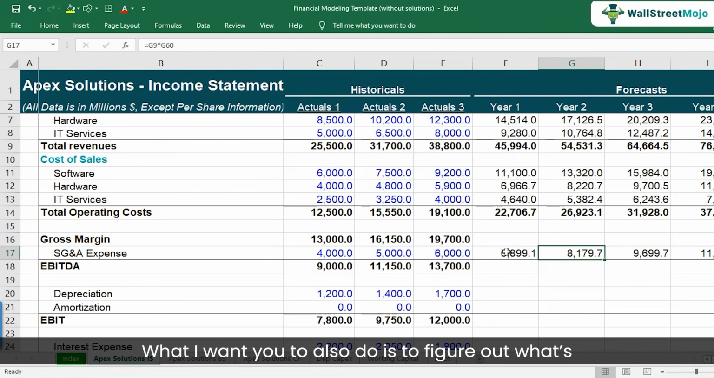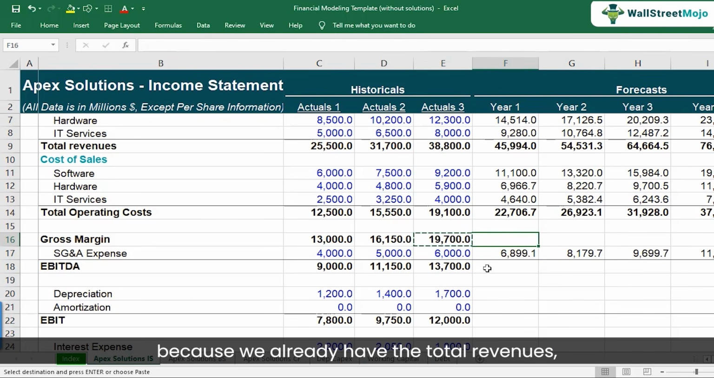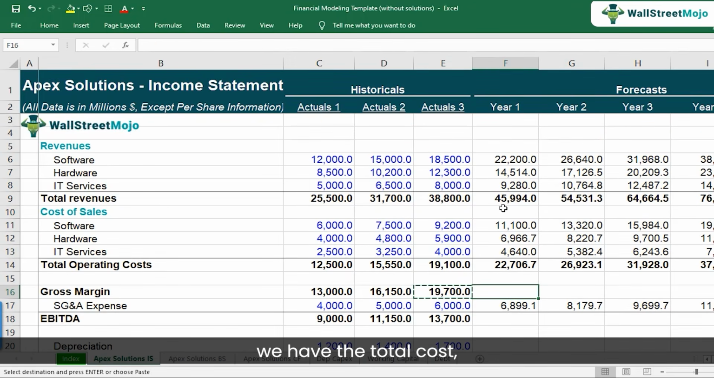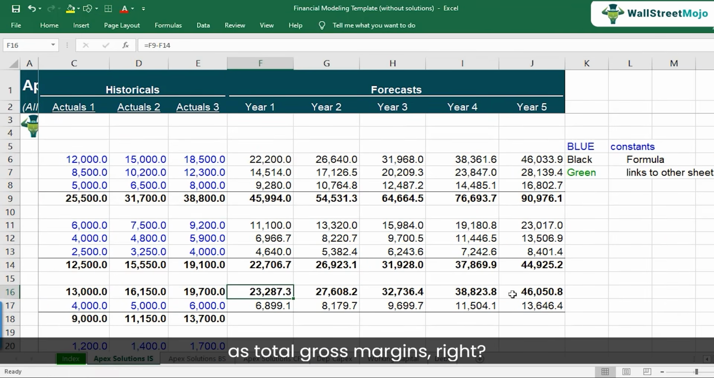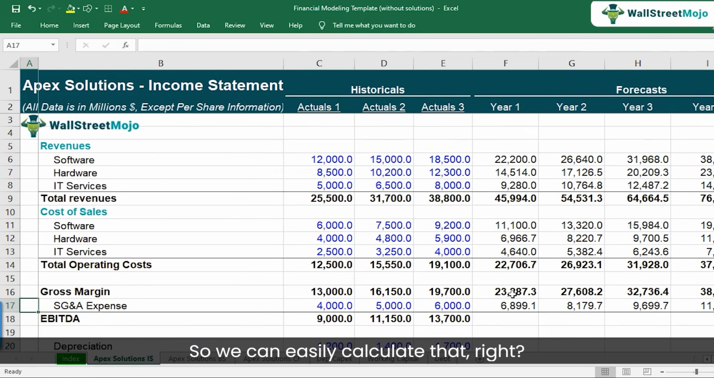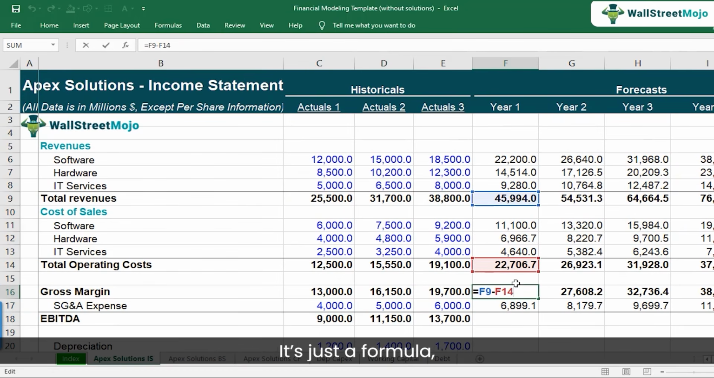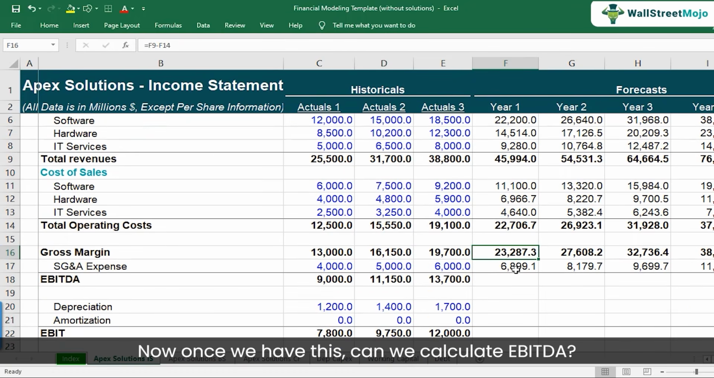What I want you to also do is to figure out the overall gross margins, because we already have the total revenues, we have the total cost, so we will have this number as total gross margins, right? So we can easily calculate that. It's just a formula: total revenue minus total operating costs. Now, once we have this, can we calculate EBITDA?